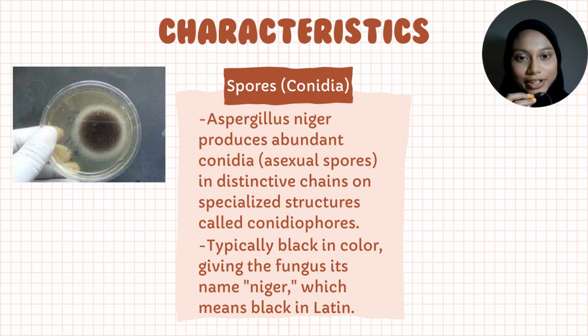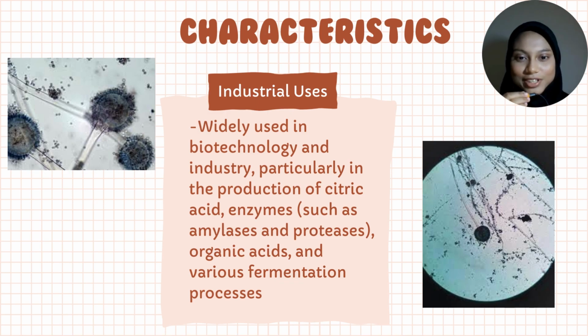I would like to talk about the characteristics of this microbe. First one is spores. Aspergillus niger produces abundant conidia, which are asexual spores, in distinctive chains on specialized structures called conidiophores. It is also typically black in color, giving the fungus its name niger, which is black in Latin. The second characteristic is industrial uses. It is widely used in biotechnology and industry, particularly in the production of citric acid, enzymes such as amylase and protease, organic acids, and various fermentation processes.